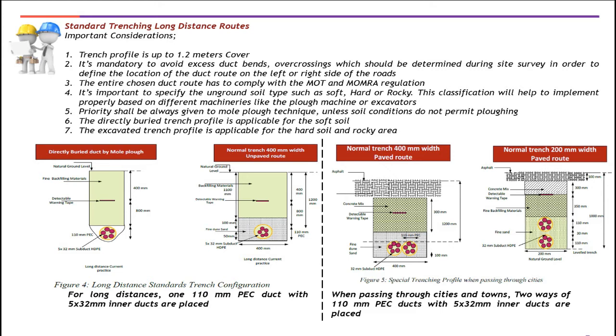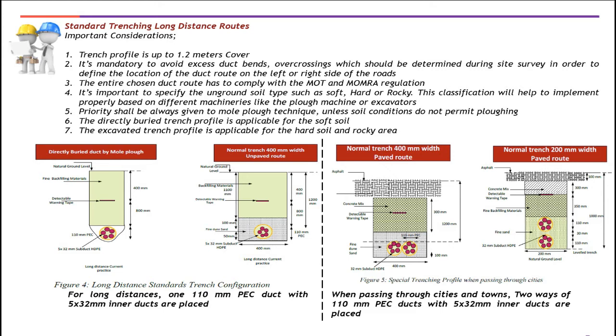While for a normal trench of 400 mm by 1.2 meter depth, the first layer of backfilling will be 150 mm of fine sand, including the 100 mm sand bedding. Then you have an 800 mm detectable warning tape located from the top of the duct, and 400 mm of backfilling materials of not more than 2.5 cm diameter.